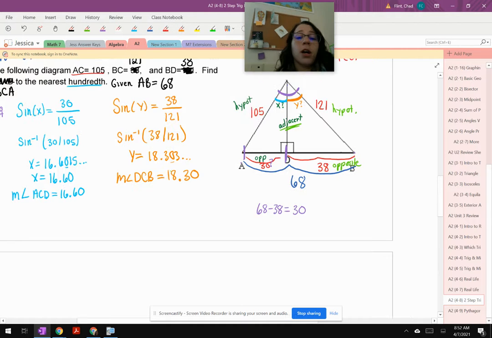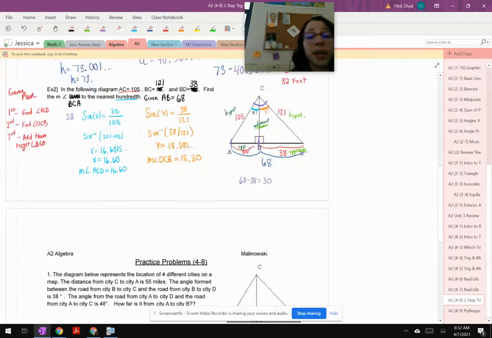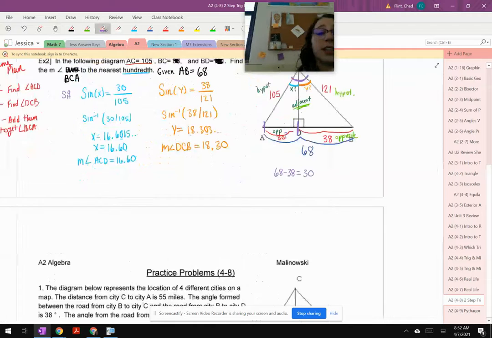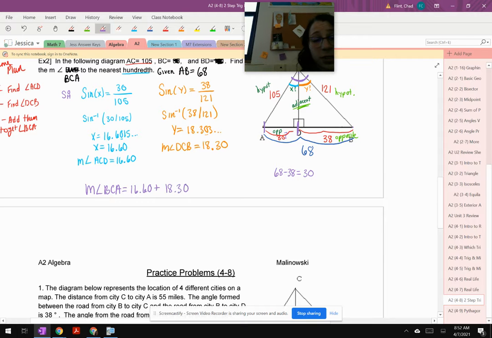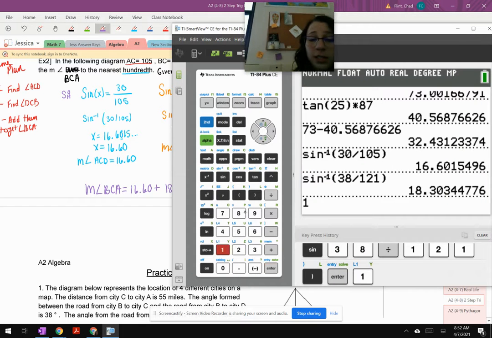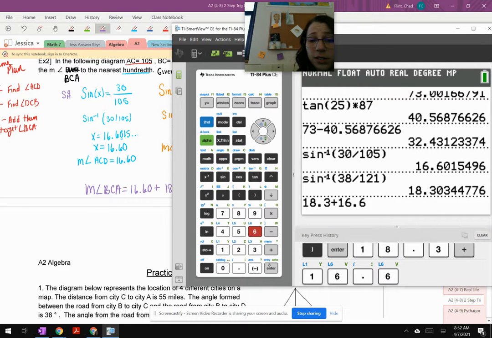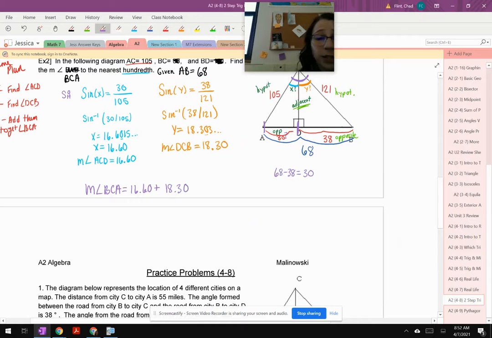All right, so last but not least, we just need to add the light blue and the orange together to get the purple. So the measure of angle BCA is equal to 16.60 plus 18.30, which is 34.9. 34.9 degrees.